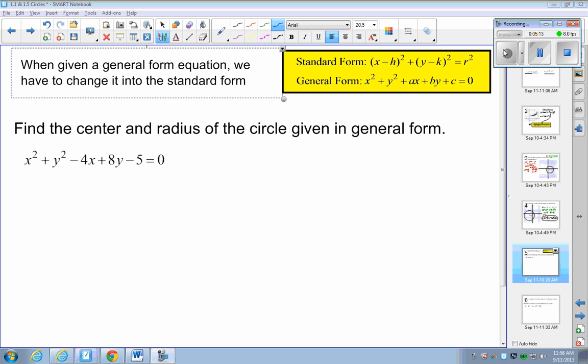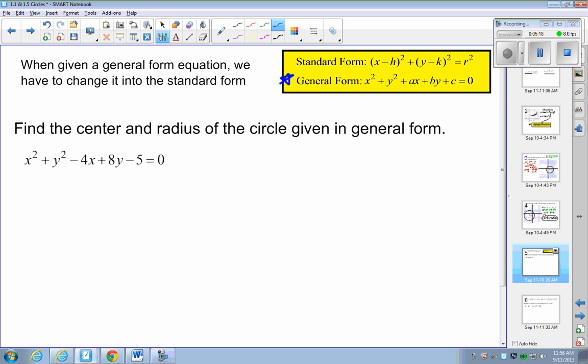So now on this last slide, let's look at a case where we're given a general form equation. Well, when we're given a general form, we have to change it into standard form, so we need to change it into this. So how do we do that? To do this, we're actually going to complete the square twice. I know a lot of you guys are thinking, oh, we're finally done with completing the square. Well, no. So let's do this.